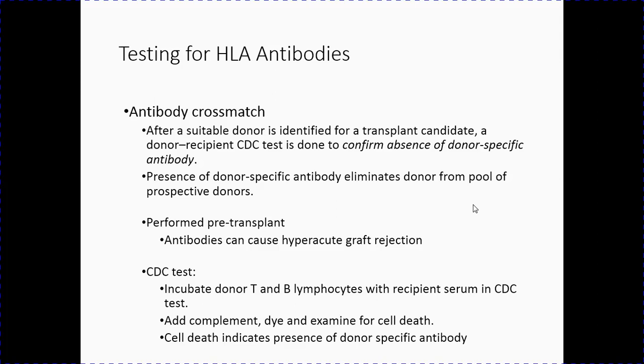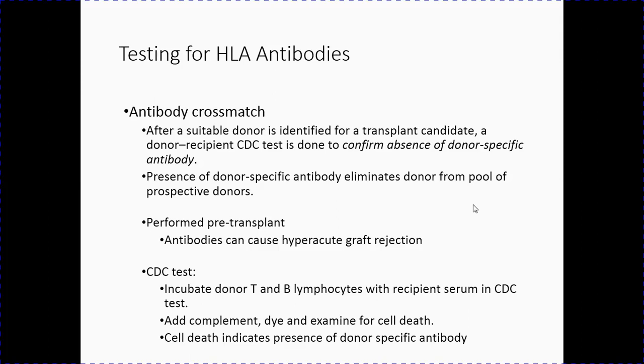The way that we do this specific CDC test for the antibody cross-match, this is our last HLA testing. We tested for antibodies, we tested for antigens. Now we're going to test the donor and the recipient together and see what happens in a CDC test. We would have a test well on a microtiter plate where we incubate T and B lymphocytes from the donor with recipient serum. And then we incubate it, we add complement, we add dye, and we look for cell death.